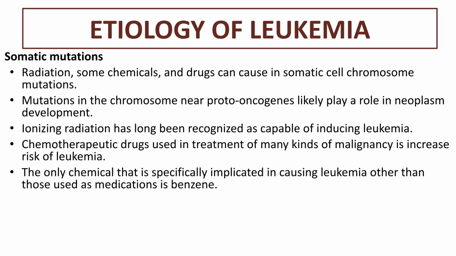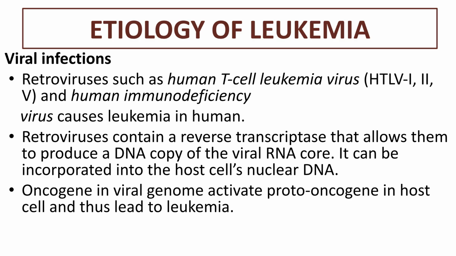Somatic mutations can be caused by radiation, certain chemicals, and drugs, leading to chromosome mutations. Ionizing radiation is known to induce leukemia. Chemotherapeutic drugs also increase the risk. Benzene is the only chemical, other than medications, specifically implicated in causing leukemia.